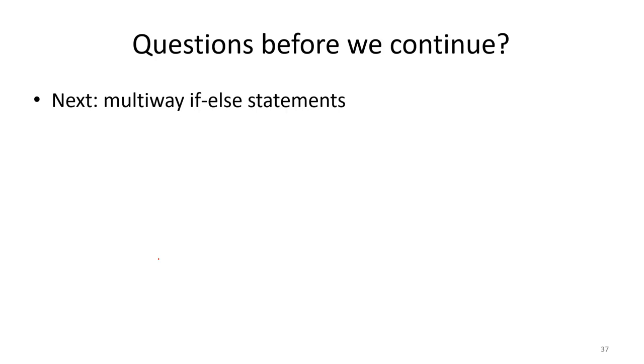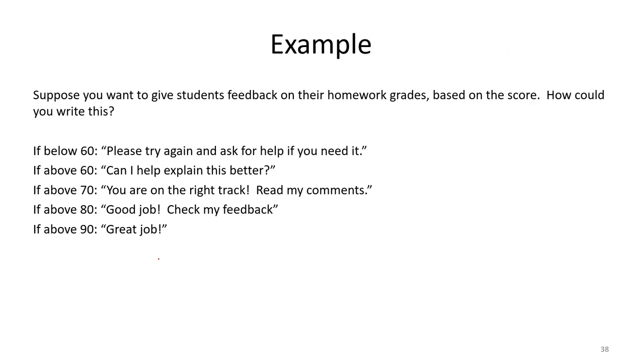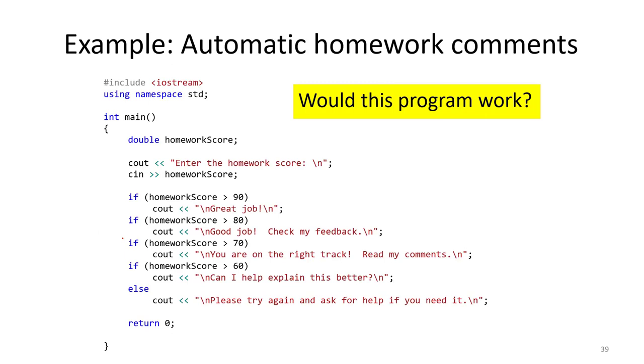All right, now we have just a couple more examples to go. Suppose we wanted to write a program that gave students feedback on their homework scores. If the student scored below 60, they would be encouraged to ask for help. Then depending on how well they did, they could be given encouraging feedback or a great job. Let's look at an example of one way this program might be written. How about this?